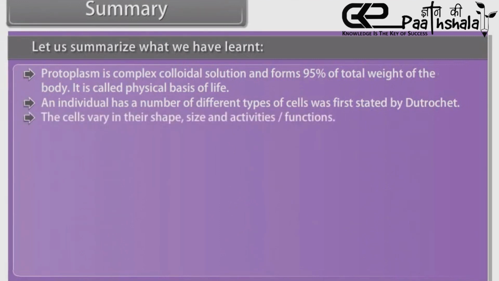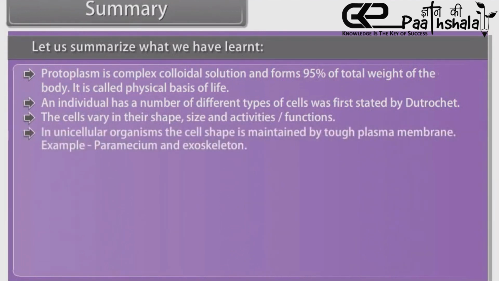The cells vary in their shape, size, and activities or functions. In unicellular organisms, the cell shape is maintained by a tough plasma membrane, for example, Paramecium, and by an exoskeleton. A fixed shape of the cell occurs in most plants and animals.